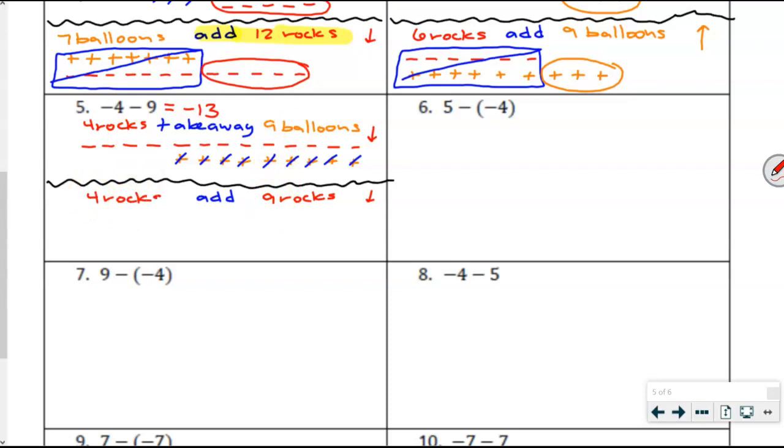And now as I model this problem, I have 1, 2, 3, 4 rocks. And what am I doing? Adding 9 more rocks. 1, 2, 3, 4, 5, 6, 7, 8, 9. Are these 0 pairs? No. Even though I wrote them one on top of the other, those are 2 negatives. Those aren't zeroing out. So how many rocks do I have? 1, 2, 3, 4, 5, 6, 7, 8, 9, 10, 11, 12, and 13 rocks. That's 13 negatives, or negative 13.